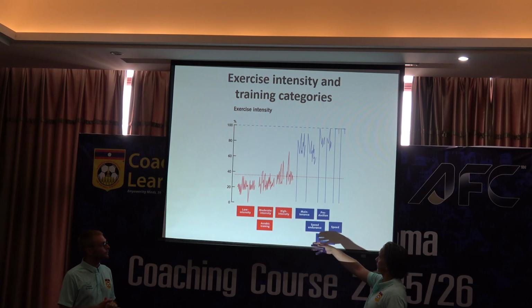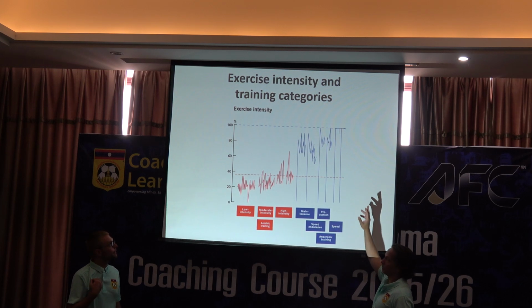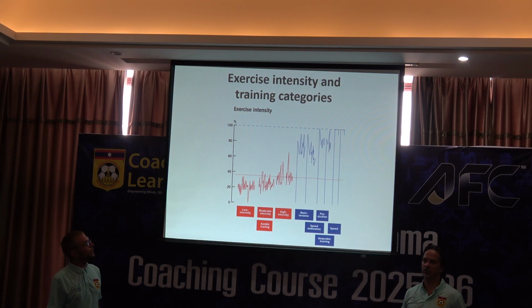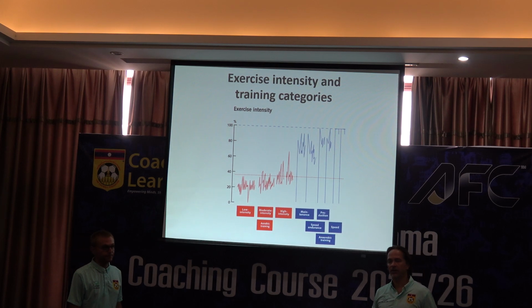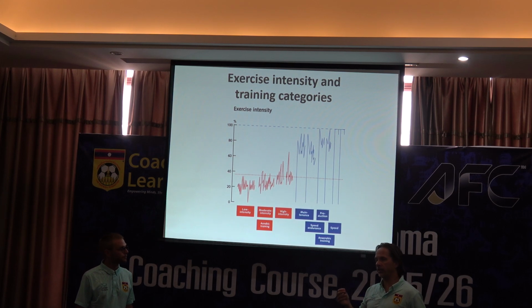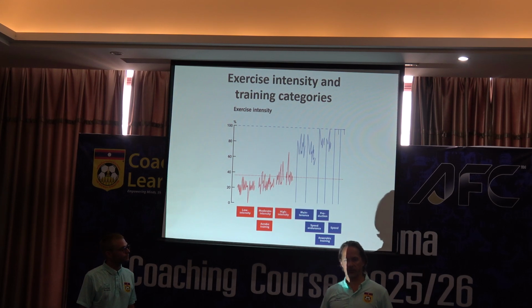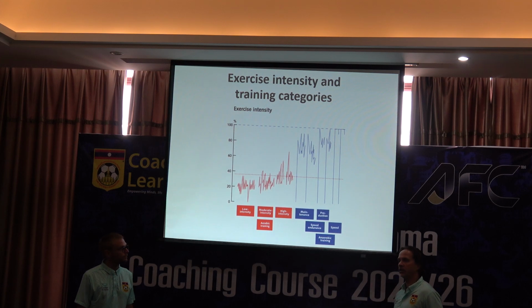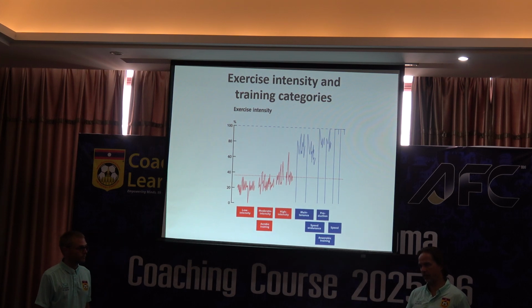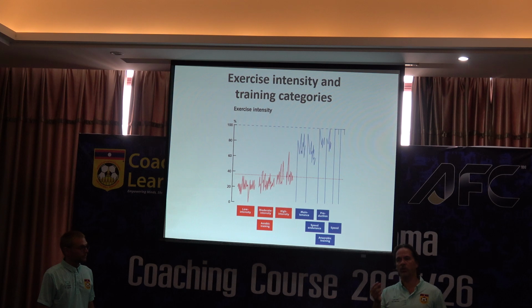Where on this intensity chart, speed training is 100%, always. And when I say always 100%, this is why if we don't do speed training at 100%, we're not working with the relevant physiological systems.